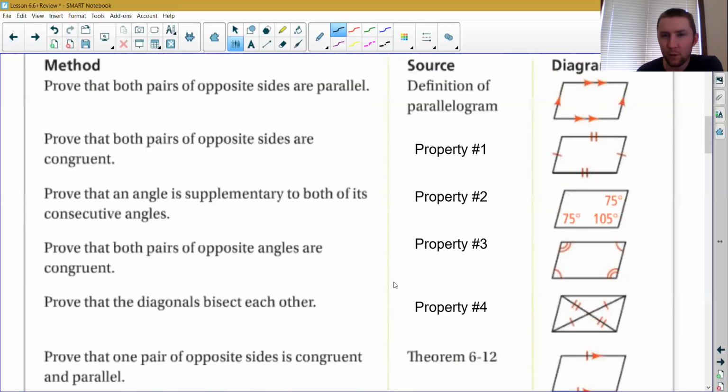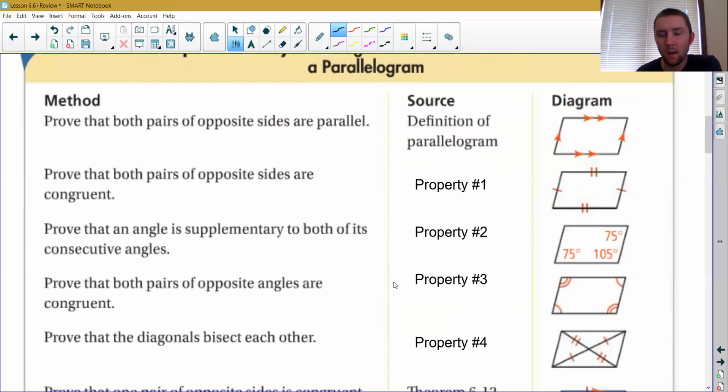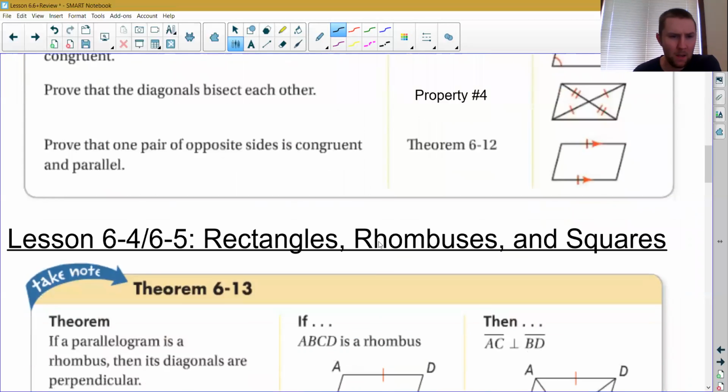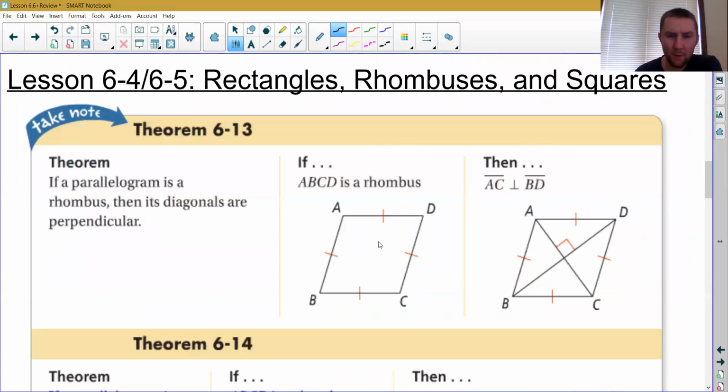Okay, so we did a lot of algebra in these 2 sections, using these different properties to prove that something is a parallelogram. In section 6.4 and 6.5, we talked about more specific special types of parallelograms.